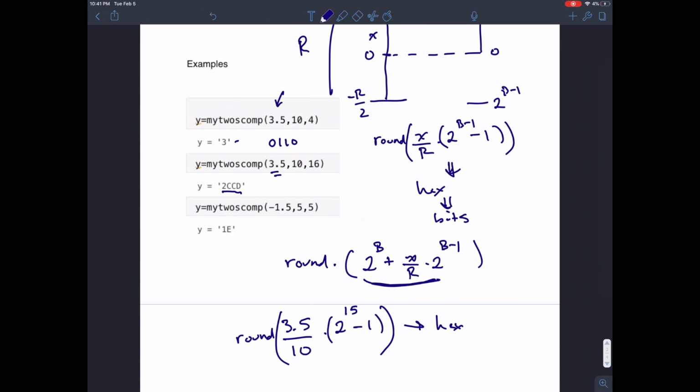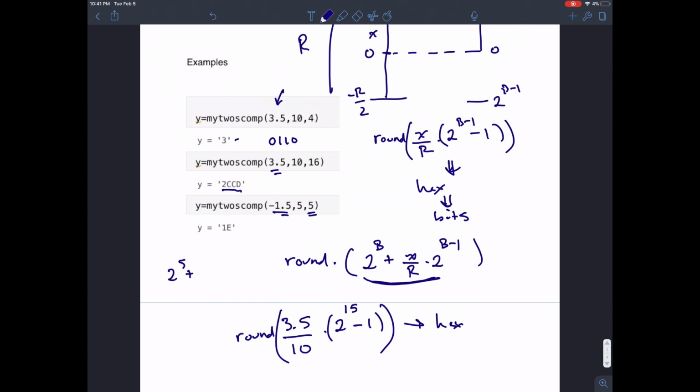The last thing is a negative number. How do you handle a negative number? Remember, if it's negative, you have to add 2 to the b. So this is 5, so I take 2 to the 5th plus the negative number x scaled by r multiplied by 2 to the b minus 1. You take that number, you round it, and then you convert to hex, and you get 1e. Think about what 1e is in bits. We have the 1, and then we have 1110, so that's the 5-bit representation of minus 1.5.